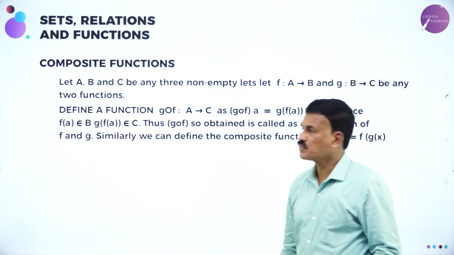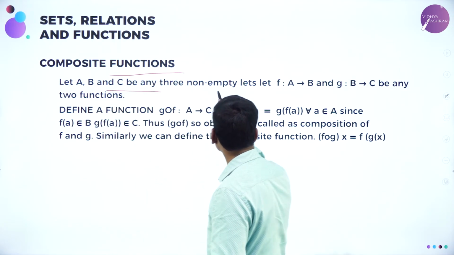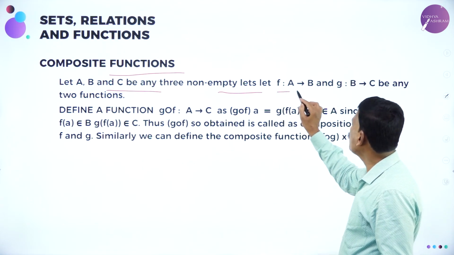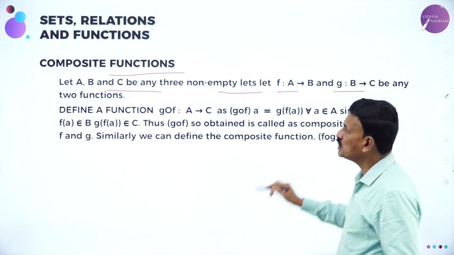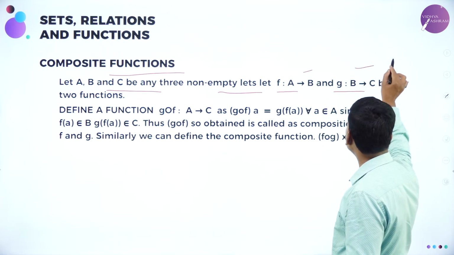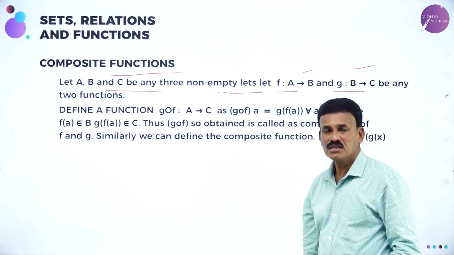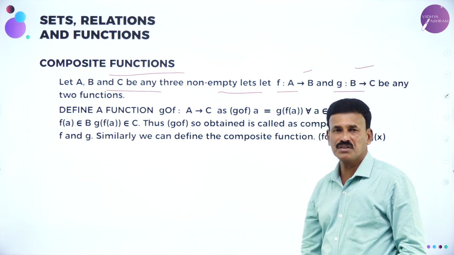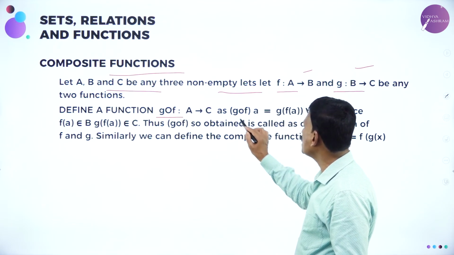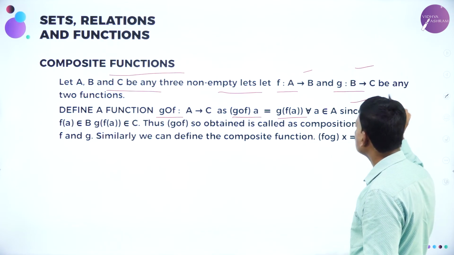Composition of functions. Let A, B and C be any three non-empty sets, and let f from A to B and g from B to C be any two functions. Then we define the composition of the functions as g naught f from A to C as (g naught f)(a) is equal to g of f of a for all a belongs to A.